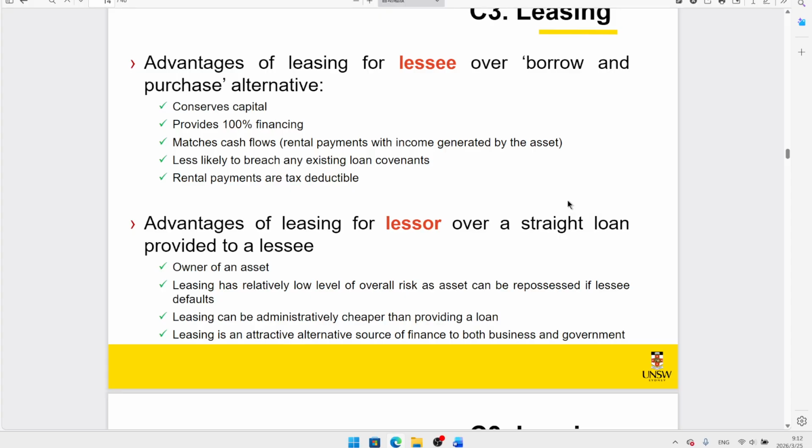The advantage of leasing for the lessor over a strict loan provided to a lessee, as owner of the assets, is that leasing has a relatively low level of overall risk, as assets can be repossessed if the lessee defaults. Leasing can be administratively cheaper than providing a loan. Leasing is an attractive alternative source of financing to both businesses and governments.